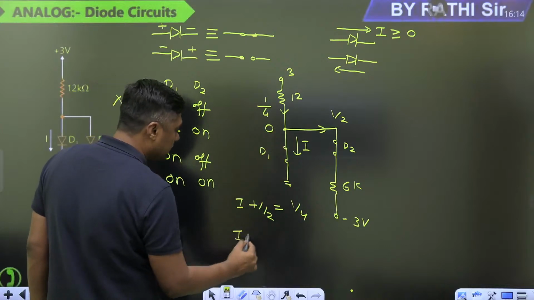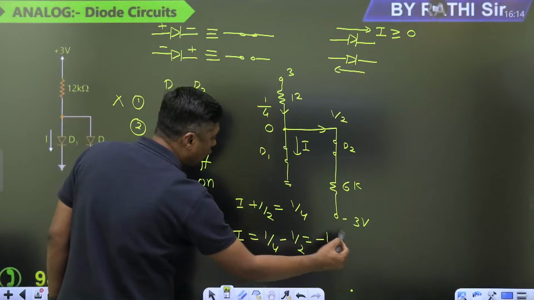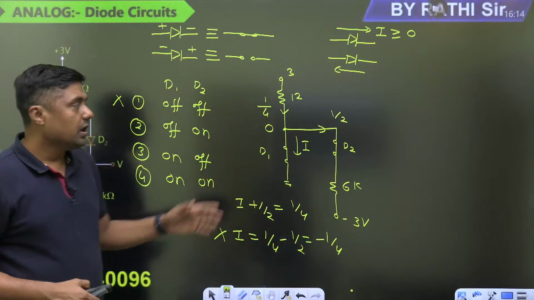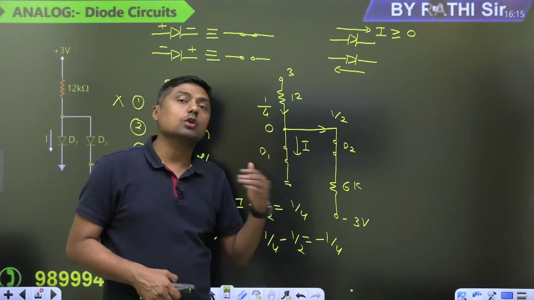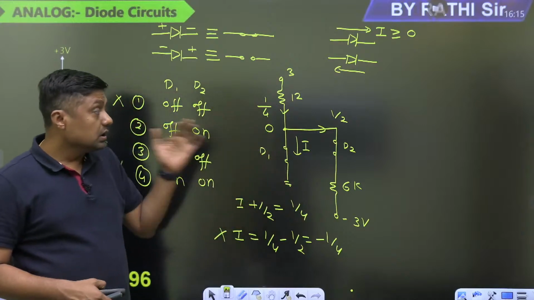So what is the I? 1 by 4 minus 1 by 2, that is minus 1 by 4. Negative current is not possible. And that's why, guys, this assumption is wrong. D1 is not on. Then what is the next one?